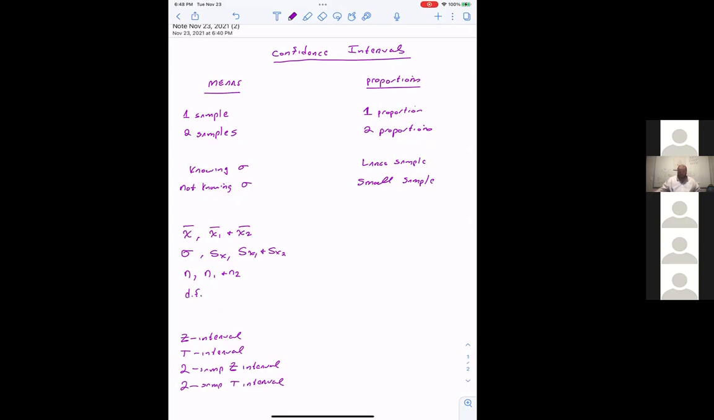And I forgot one more thing that you need to know. You also must know the number of degrees of freedom. If you have one sample, what's the degrees of freedom? I'm not looking for a number, I'm looking for a formula. How many degrees of freedom for a single sample? N minus one. If you have two samples, how many degrees of freedom are there? It is the minimum of N1 and N2 minus one.